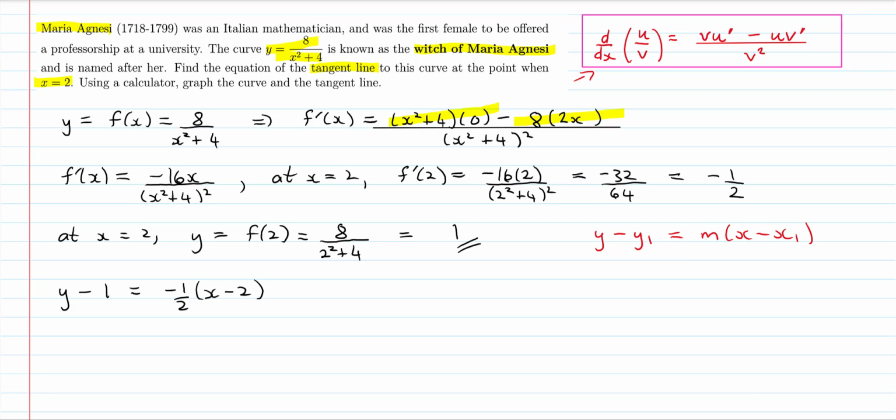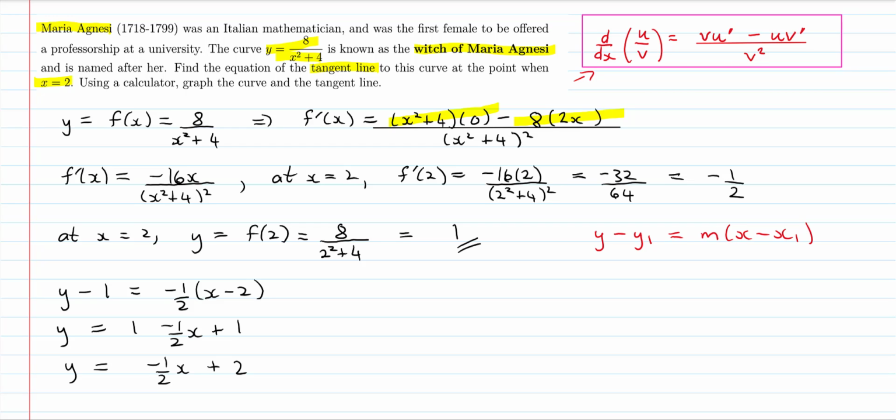Just rearranging and simplifying this, we take that minus 1 to the other side, so we get 1, and then minus a half times x is minus 1 over 2 x, and then minus a half times negative 2 is positive 1. And so the equation of our tangent line is y is equal to negative 1 over 2 x plus 2. So that is our answer for the equation of the tangent line.